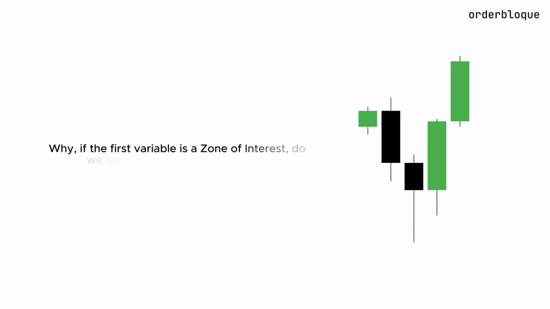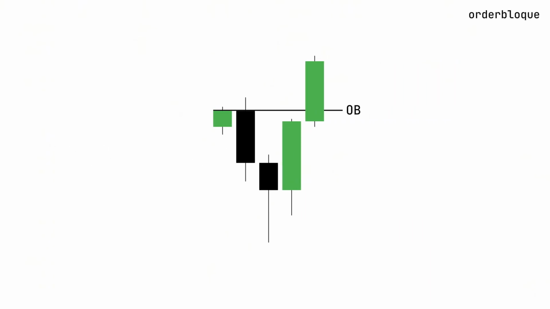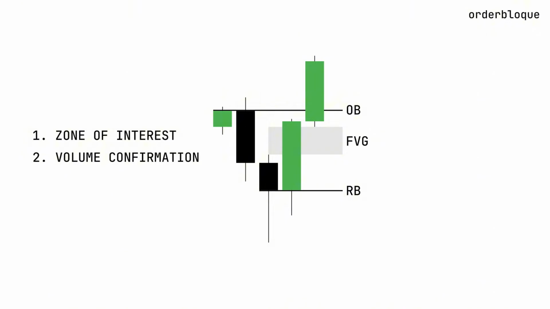I anticipate a question that might sound like this. Why, if the first variable is a zone of interest, do we mark it as VC in the algorithm? The point is that an order block, rejection block, or fair value gap, already formed on the chart, automatically functions as a zone of interest. But since these same variables also perform the function of volume confirmation, they effectively show that buying or selling volume has entered the market. Therefore, we can simply mark them as VC in the conservative interpretation.